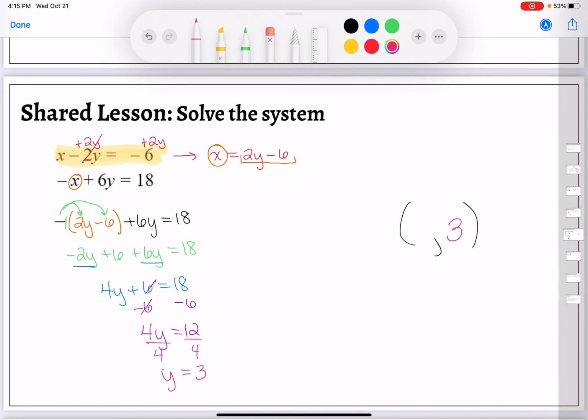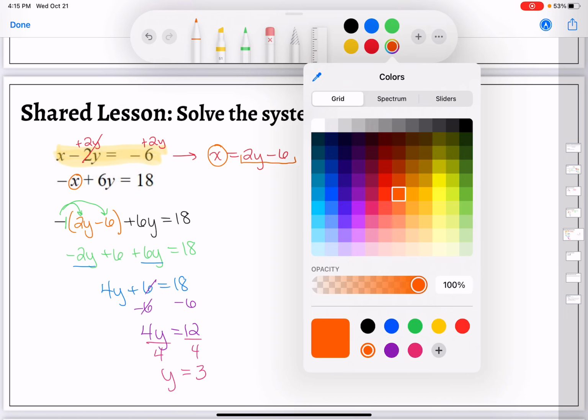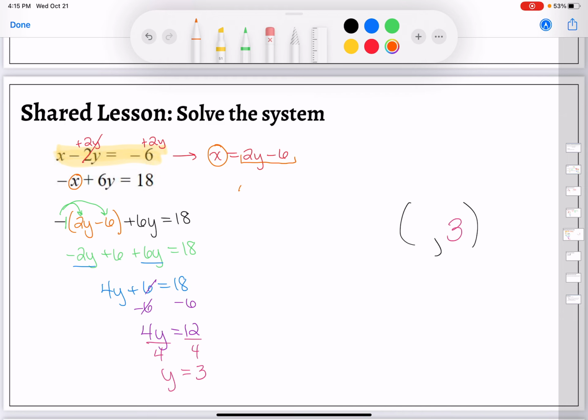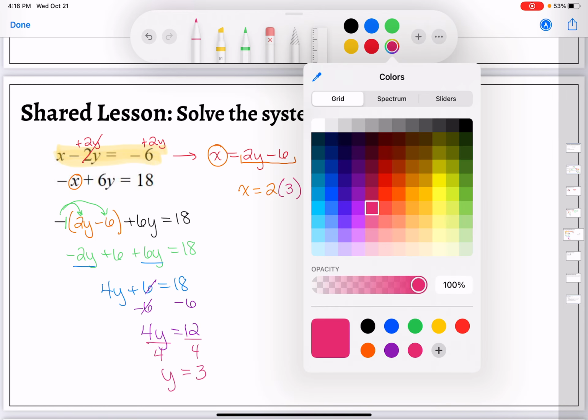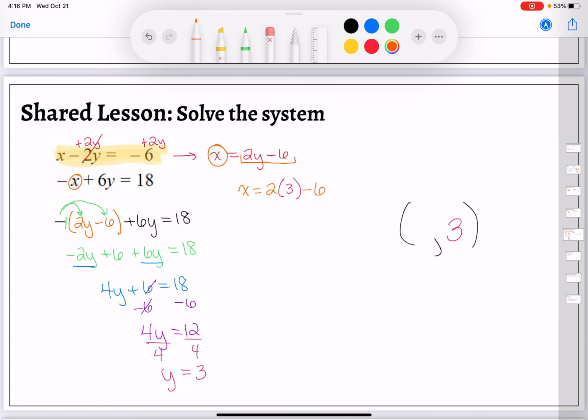Again, you could plug that y equals 3 into either one of your equations, but I think that top one is all set up nice and easy for me, so I'm going to go with that equation to plug into. So I now have x equals 2 times 3 minus 6 to figure out what my x value is. So 2y minus 6, but I'm plugging in the 3 for the y. So x equals 6 minus 6. 6 minus 6 is 0, so x equals 0.